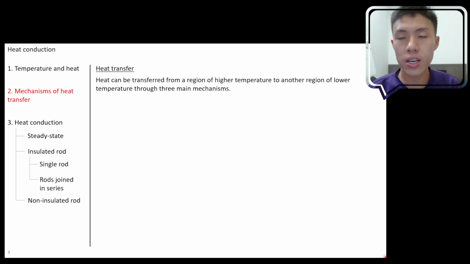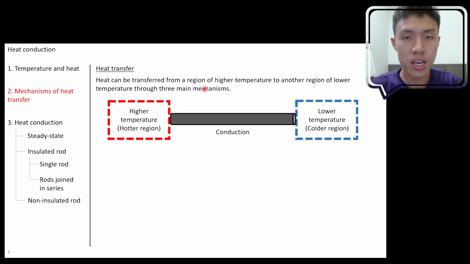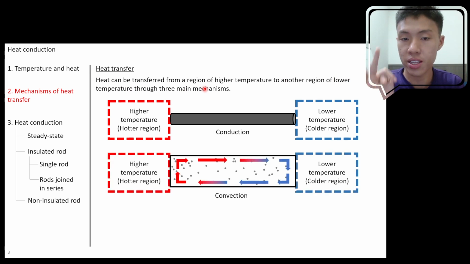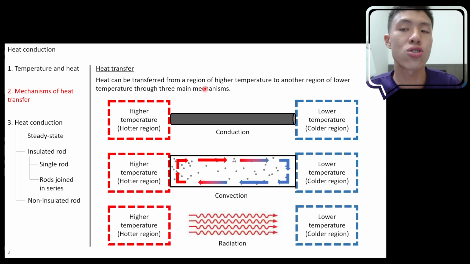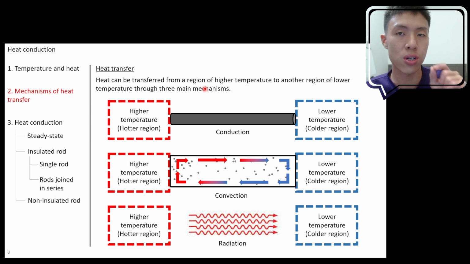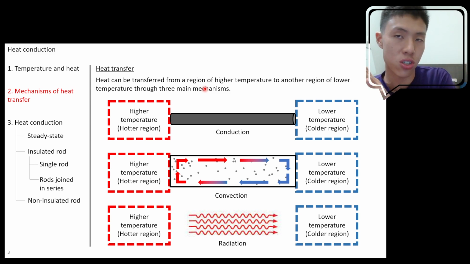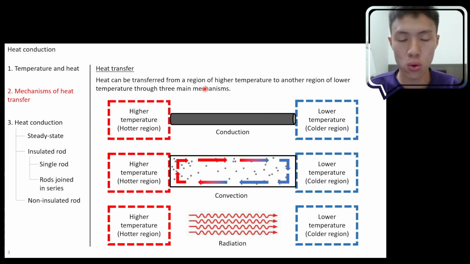So we know that from secondary school, we learn that heat can be transferred from a region of higher temperature to another region of lower temperature through three main mechanisms. So we learned from secondary school there's conduction, there's convection, and there's radiation. So these are three different mechanisms for us to transfer heat from one region which is hotter to another region that is colder.